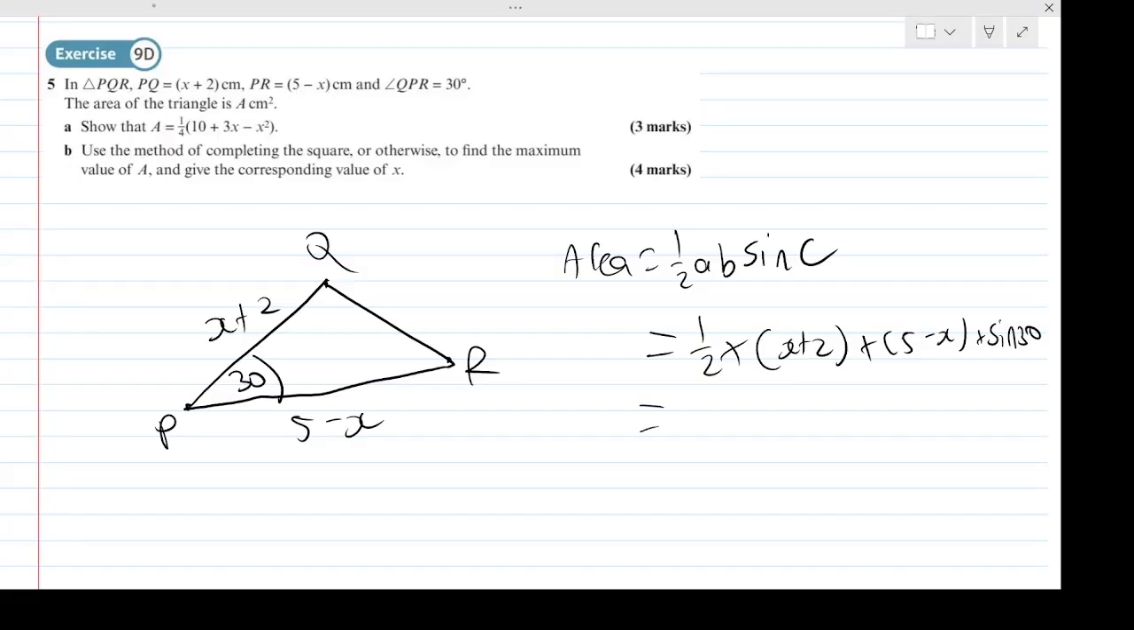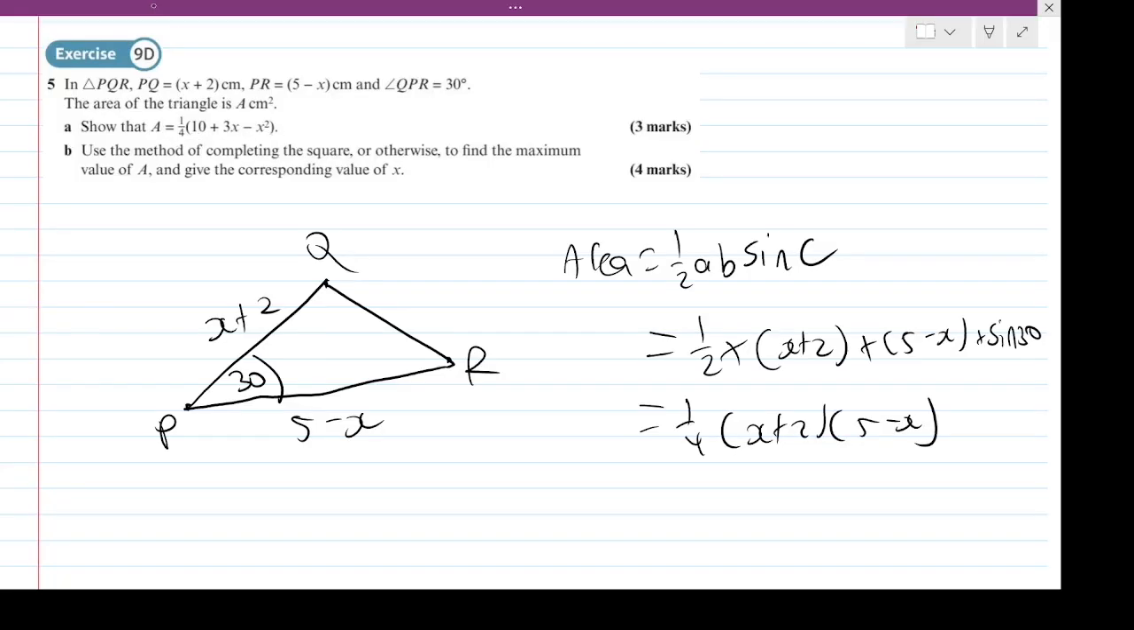So we can simplify this a little bit because we can do a half times sine 30 first of all. That's going to be a quarter. So a quarter times this x plus 2 times the other bracket 5 minus x. Well then, we're actually quite close, aren't we? We've got this quarter, we're matching that part of the answer. Well, to get this x squared, just expand this bracket, right? So let's expand the bracket.